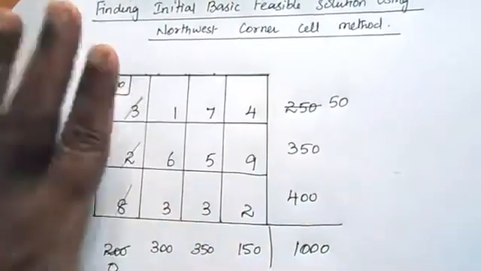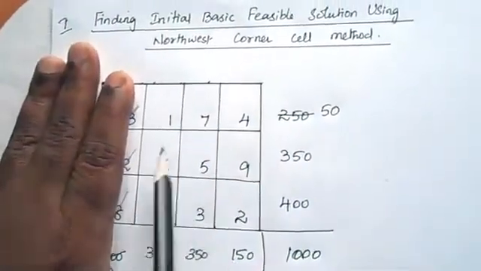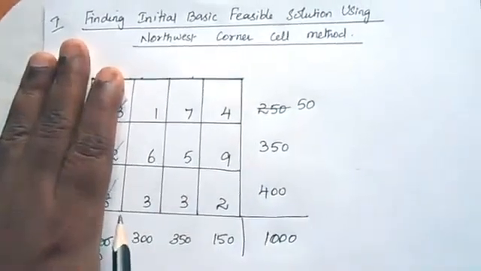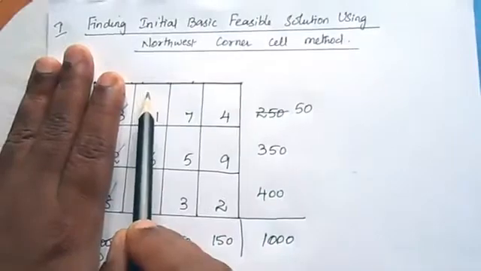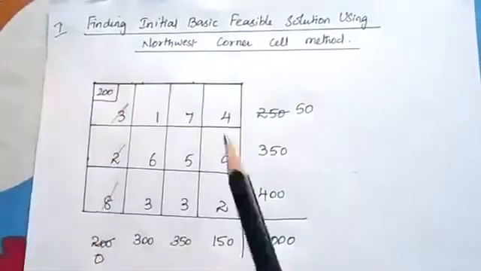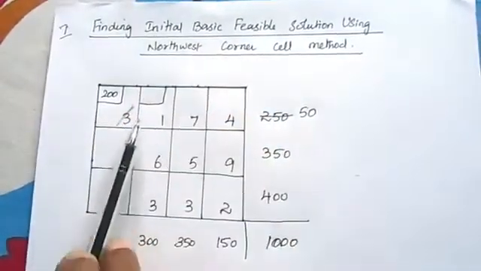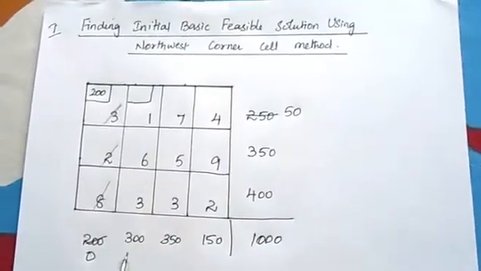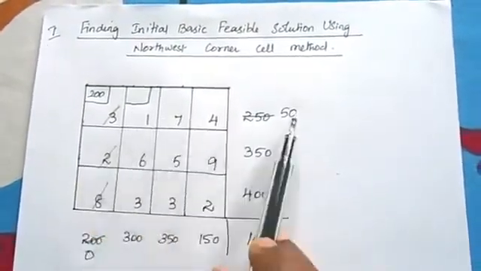Okay, so just leave the first one. Now we have only 3 rows and 3 columns. So in this box, which one is northwest corner? This is the northwest corner. So again you have to start from here. Now find the row value and column value. So the second column value is 300 and the first row value is 50.